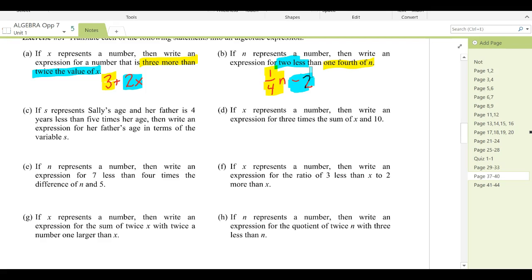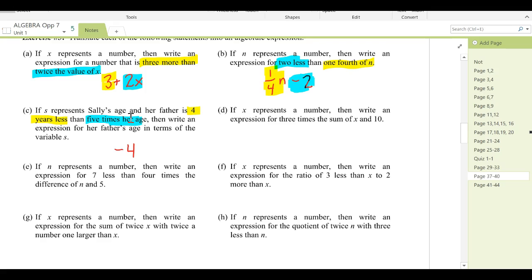If S represents Sally's age, they spelled your name wrong, Sally. Right? Should be an I. And her father is 4 years less than 5 times her age. How are we going to do this? Okay. So let's think about this. 4 years less, what does that mean? Minus 4. Right? So 4 years less, minus 4. Then 5 times her age. How do I do 5 times your age?